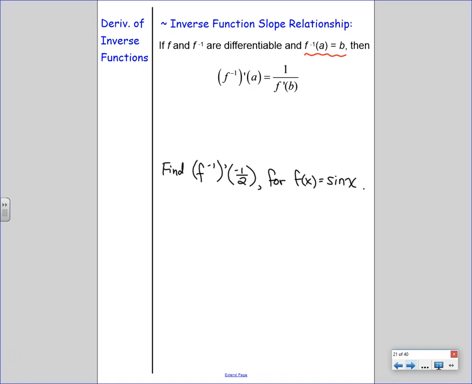Inverse function derivatives. Woohoo, remember this one? This stuff is fun. We're going to talk about it a little bit differently than last year, not a bad way. If we know the point f inverse of a equals b, then we can say the derivative of f inverse at a is 1 over f prime of b.